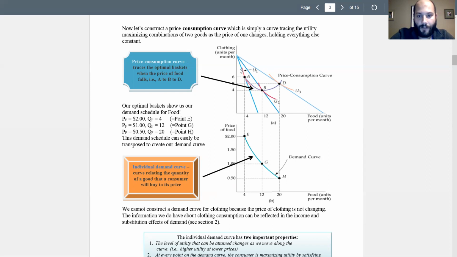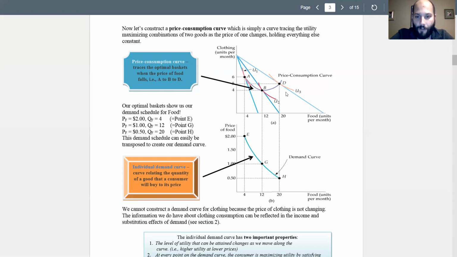So once again, here when the price of food was $2, we could afford only 4 units of food. That was our optimal bundle. When the price of food dropped to $1, now we could afford 12 units. And when the price of food was 50 cents, now we can afford 20 units. So that sounds a lot like something that we've seen before. That sounds a lot like the demand curve. And there's a direct relationship.